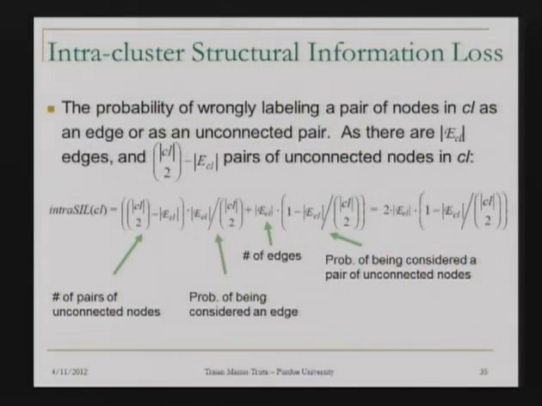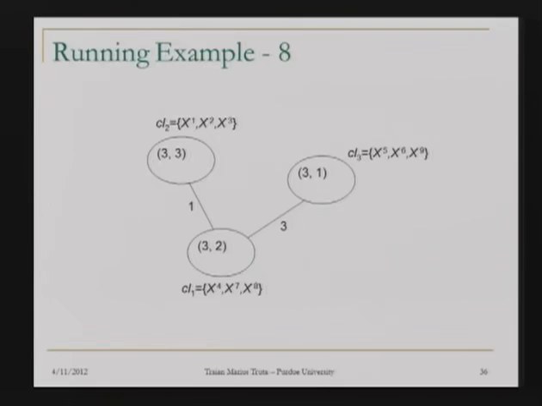Okay? And finally, we come up with a formula that unites it: the number of pairs of unconnected nodes times the probability of being considered an edge, plus the number of edges times the probability of being considered an unconnected pair, really. And this is the final formula. Now, come up with the numbers here, and you will see that they make sense if you understand, in general, what this measure wants to say.